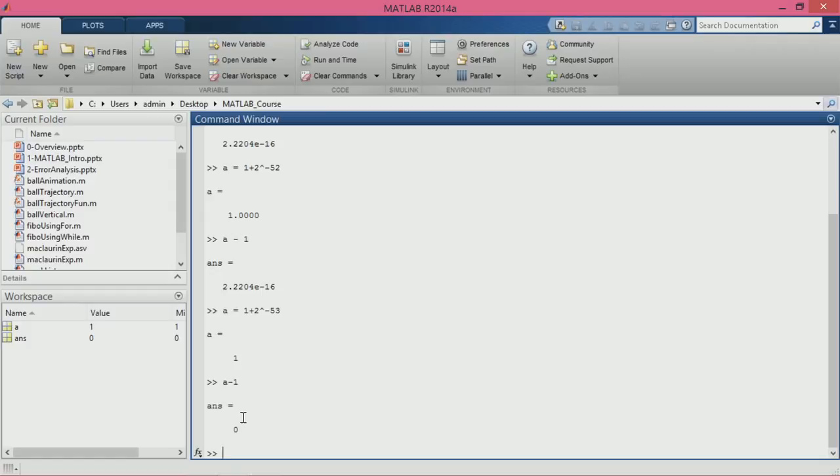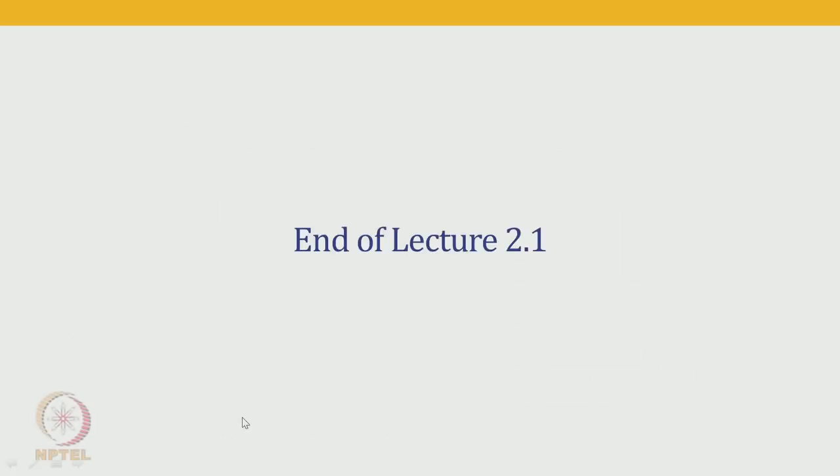Okay. So, with this we come to the end of this particular lecture. In this lecture we covered two important concepts. The first is the truncation error: because we are going to truncate an infinite series to a finite number of terms, there is going to be an inherent error that is associated with that truncation.